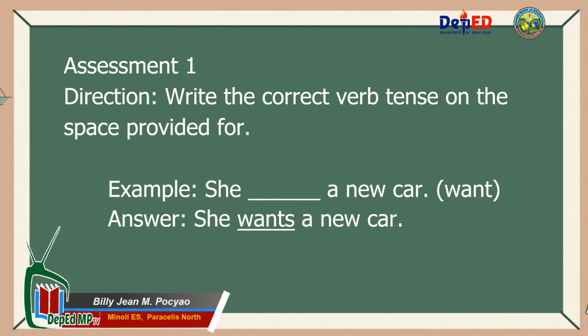Assessment 1. Direction. Write the correct verb tense on the space provided. Example, she blank a new car. And the action word there is want. The correct answer would be she wants a new car.